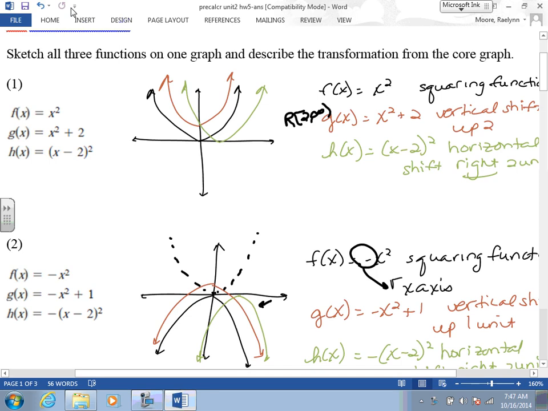Alright, make sure you get these in the right order, because what usually happens with a reflection and a shift is that if you don't put it in the right order, it'll shift the wrong way and reflect the opposite way you wanted it to go. So make sure order of operations prevails here.